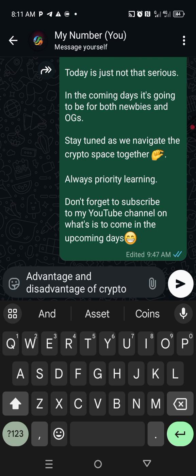Another advantage of cryptocurrency is that it is transparent. It's very, very transparent. Like I told you, the whole transactions in the crypto space are being recorded in a database known as blockchain. So all the transactions you are doing are being recorded in a public ledger, in a public record.